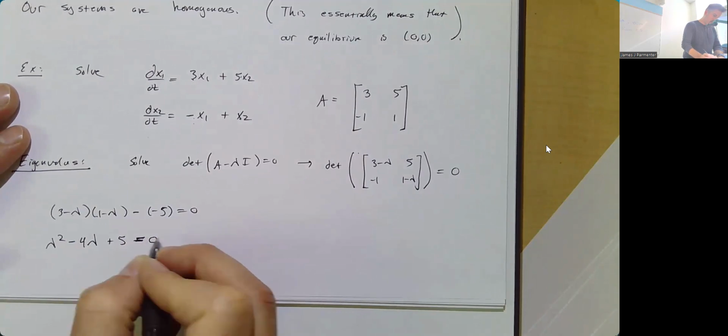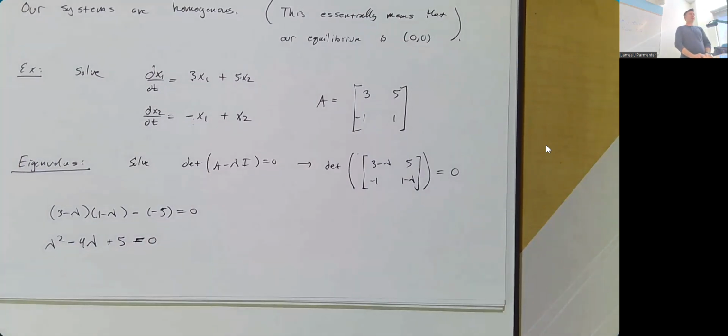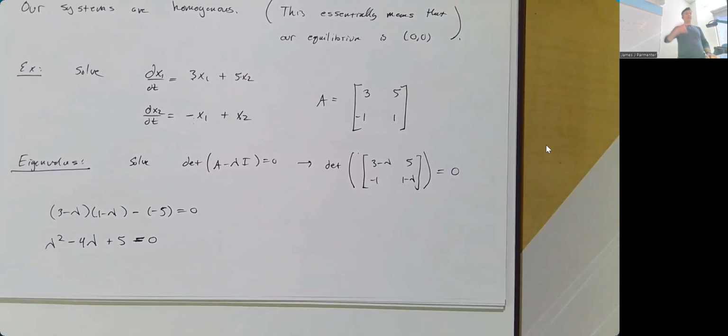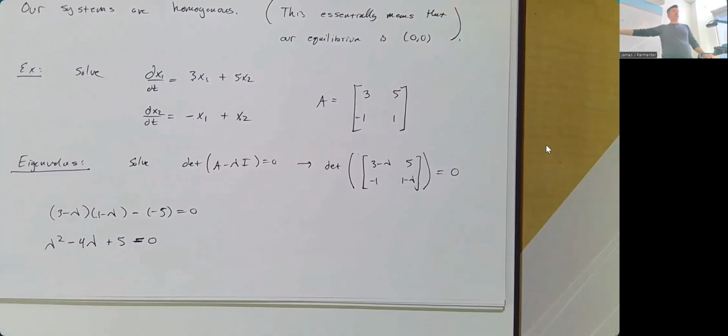And you might be able to trick yourself into thinking this factors. It does not factor. There are no nice integer numbers that multiply to positive 5 and add up to negative 4. You can either pick 1 and 5, those add up to 6, or negative 1 and negative 5, those add up to negative 6. So this doesn't factor, but it feels like it should. If something doesn't factor, we still want to find the eigenvalues, so we use the quadratic formula.